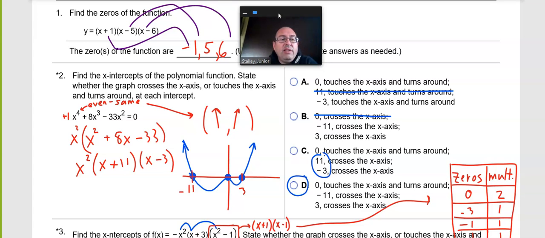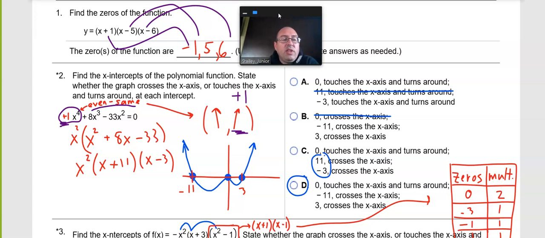Now, in question 2, it asks, find the x-intercepts of the polynomial function. Okay, that means we need to factor it. State whether the graph crosses the x-axis or touches the x-axis and turns around. You know, the idea of cutting through or bouncing. So first, we can look at the leading term, 1x to the 4th. Since the leading coefficient is a +1, that means the right-end behavior is up, right? Since the degree is even, the left-end behavior is the same as the right. Since the right was up, the left will be up also.